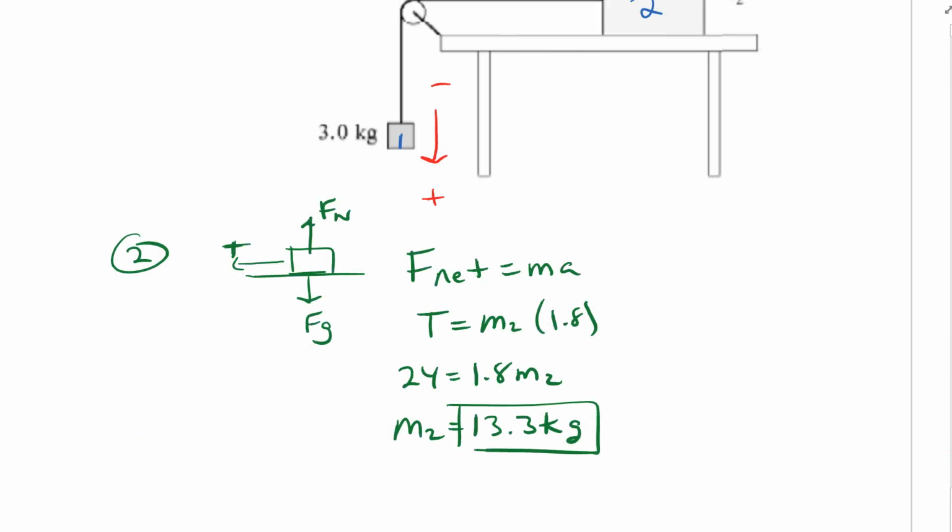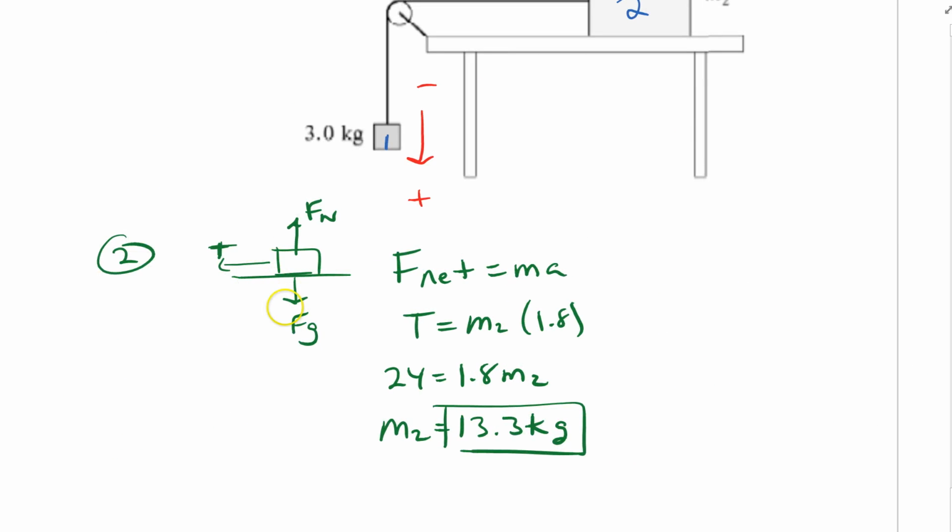Go over to the second object, and here is our free body diagram, and the tension force is really the only force listed under F net, because the normal force and the force of gravity will cancel each other out in this question. Then we get T is equal to m2 multiplied by the acceleration that we found. Solving for mass, we get 13.3 kilograms.